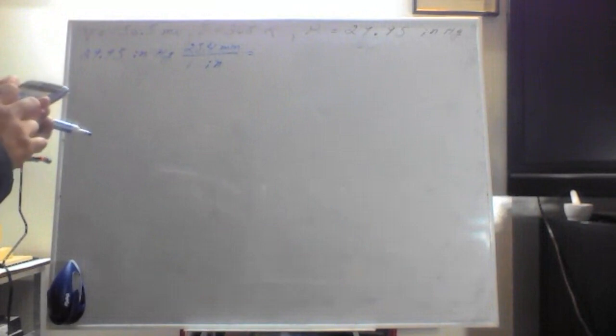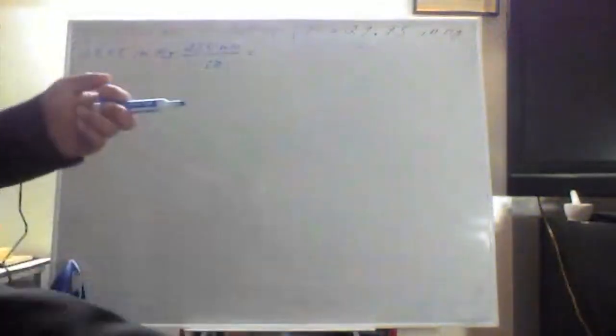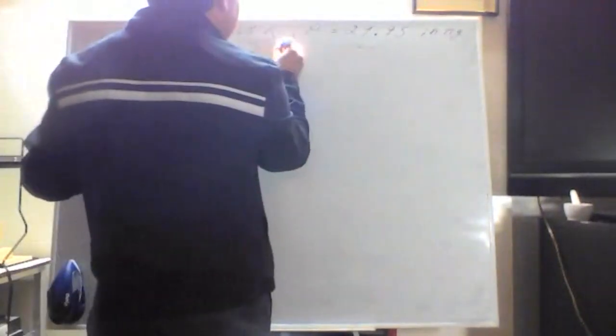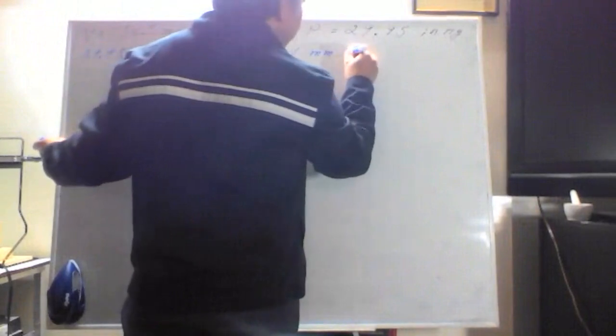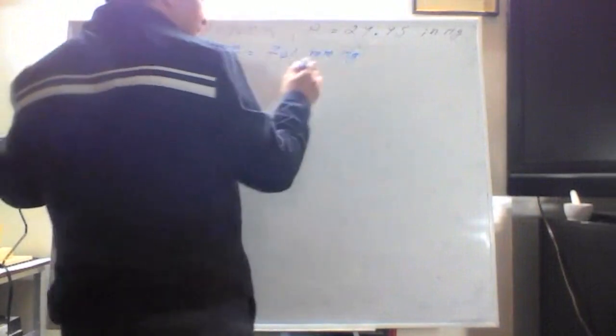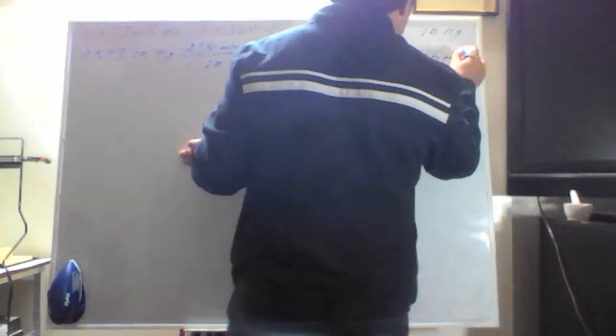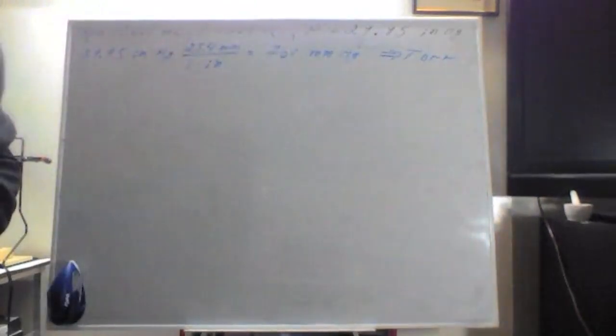So 29.95 is equal to like 761 millimeters. So we got 761 millimeters of mercury from inches of mercury, and this is called torr. So we have 761 torr. That was the barometric pressure reading the day of the experiment.